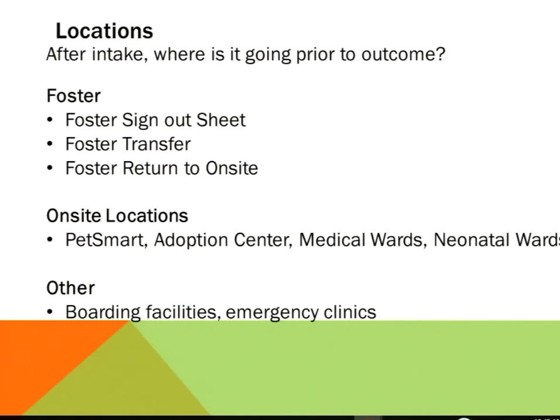On-site locations, you want to be tracking, like if they're going to PetSmart, adoption center, medical wards, neonatal wards. Where are they moving within the wards? In our neonatal wards, we have 4 rooms, and so we actually track what room they're physically in. And then other places, think about boarding facilities and emergency clinics. How are you going to track that? You want to have some kind of system in place.